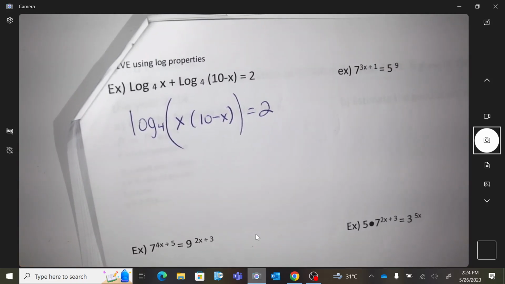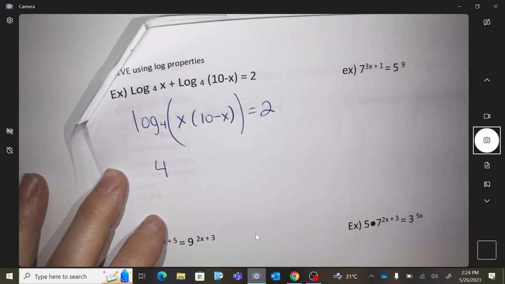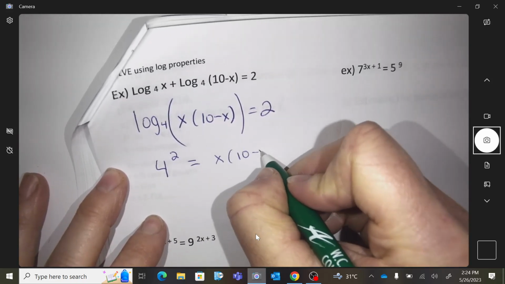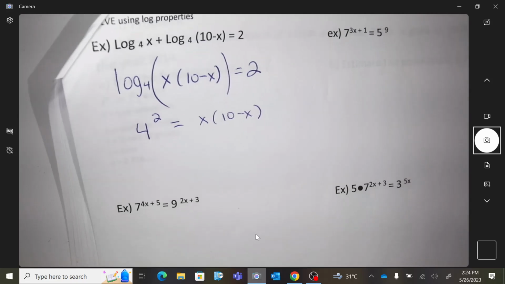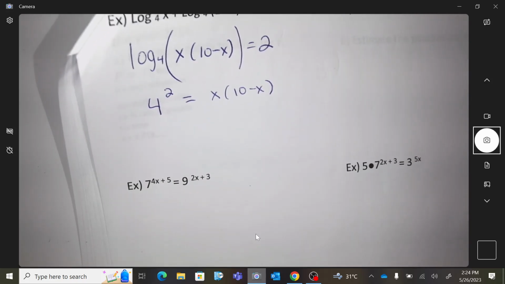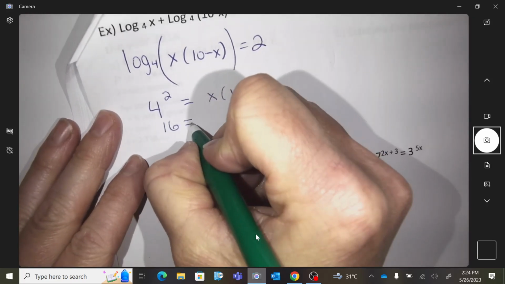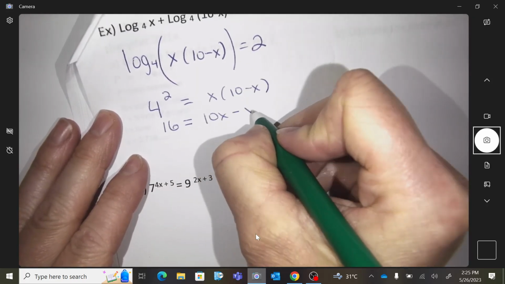Okay, this is in log form right now. Does everyone agree they see the log pieces? Can I change this to be exponential? What is the base? 4. 4 to the 2 equals the result, x times 10 minus x. So 16 equals 10x minus x squared.